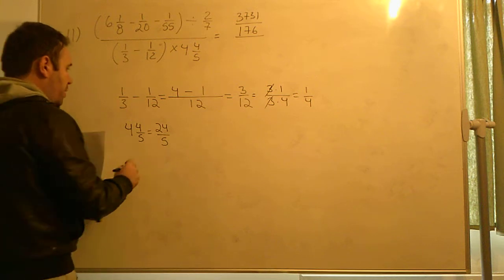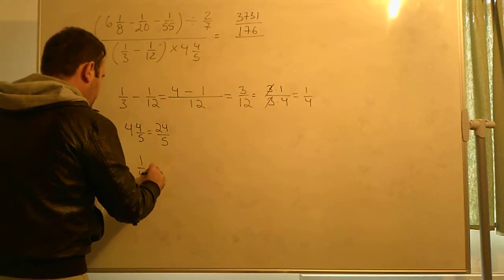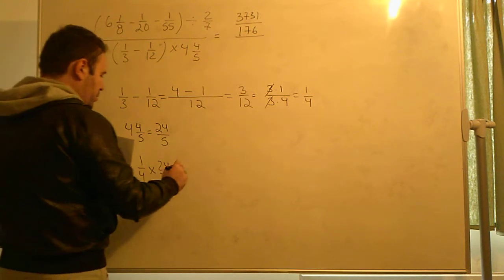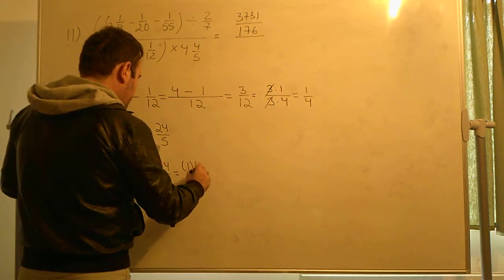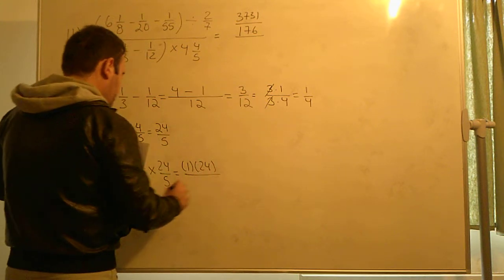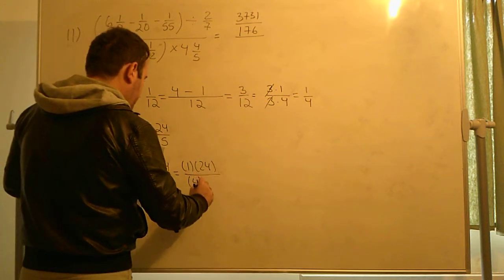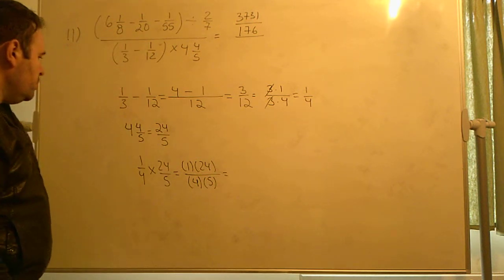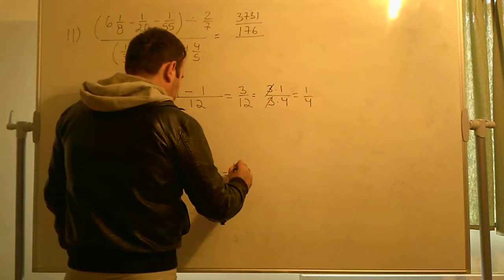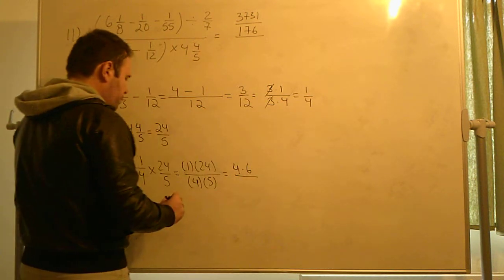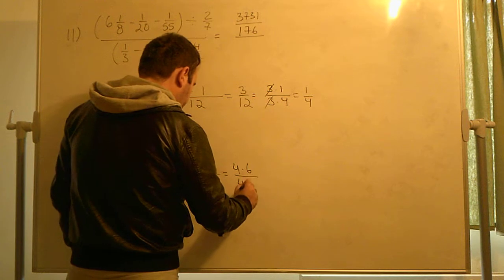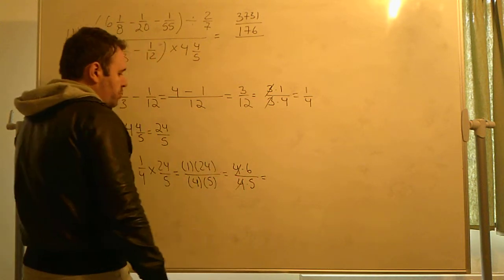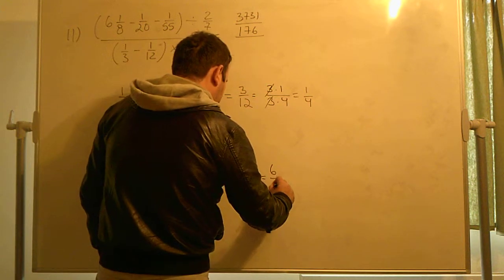So we're going to multiply now 1/4 times 24 fifths. So this will be equal to 1 times 24 divided by 4 times 5. So 24 is 4 times 6, and we will have 4 times 5. So 4 divided by 4 is 1, and then we will be left with 6 fifths.